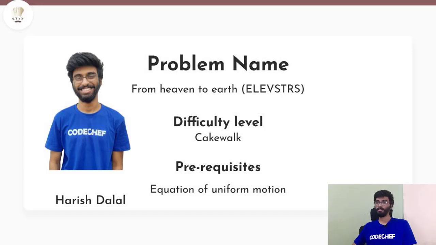So the problem today we will be solving is from heaven to earth. The problem code for which is ELEVSTRS. It is a cakewalk problem. The prerequisites are equation of uniform motion.